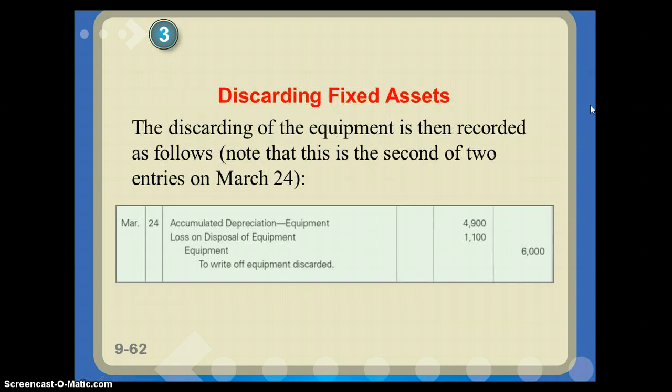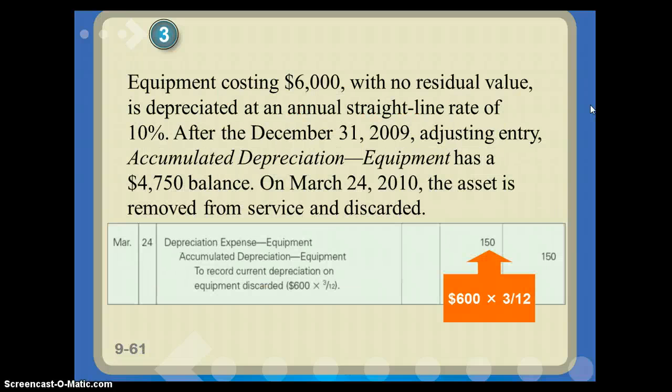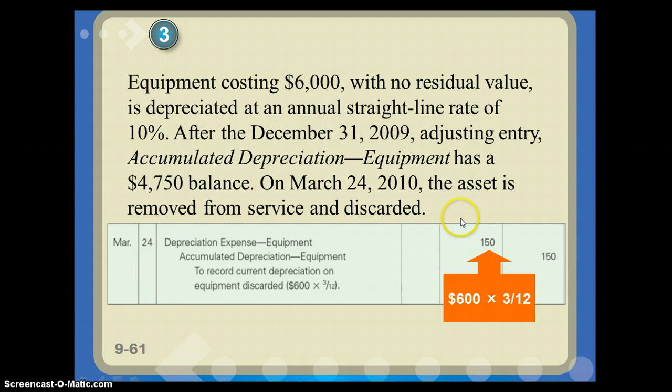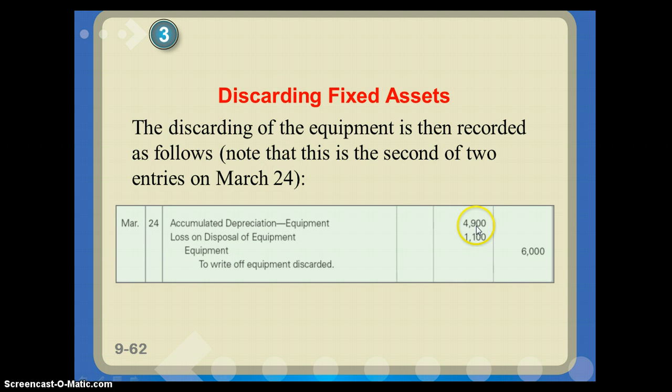The discarding of the equipment is then recorded, so we have a second part of our entry. So first we updated our depreciation for those 3 months, and then now on March we're going to get rid of it. So this is the second entry on March 24th. We have accumulated depreciation of $4,900. The $4,900 comes from our balance of $4,750 in accumulated depreciation plus our partial depreciation for the year. That's $4,900. So we're going to write off the depreciation for $4,900.